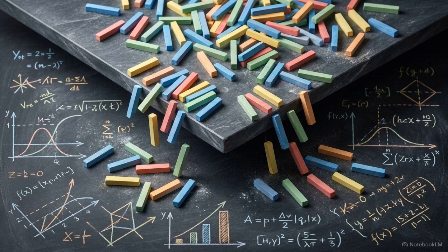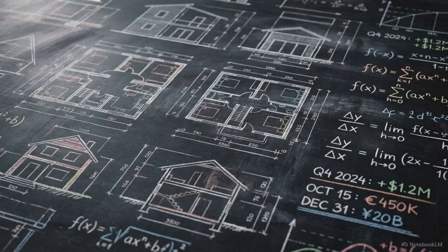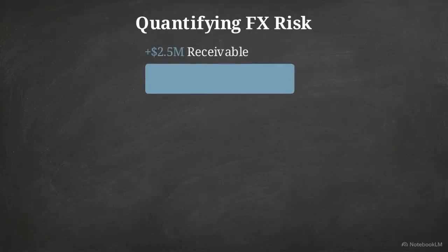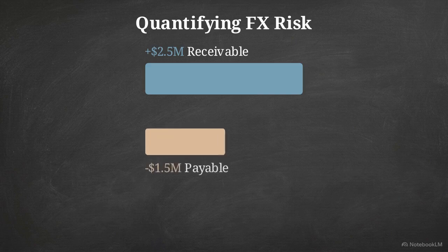Securing that capital does not start with purchasing complex financial derivatives. It starts with mathematics. Treasurers must first calculate the precise boundaries of that unknown future settlement. Let's look at a textbook example of quantifying this risk. A Swiss travel company expects a $2.5 million receivable from U.S. customers, but they also owe $1.5 million to U.S. suppliers. Both will settle in exactly 30 days.